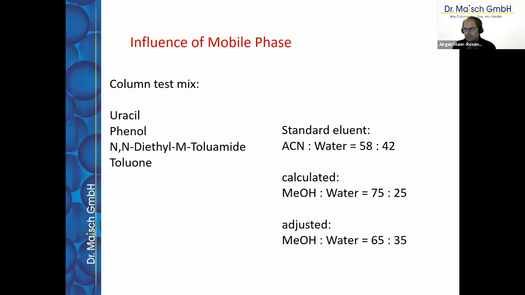Going back to our D4 test, which we use in our QC control, we have a standard eluent with acetonitrile water 58 to 42. If we use this model and calculate it to methanol, it would be 75 to 25, which should give similar results. Besides this calculated ratio, we have also made some adjustments, which I will show you in the next slide.